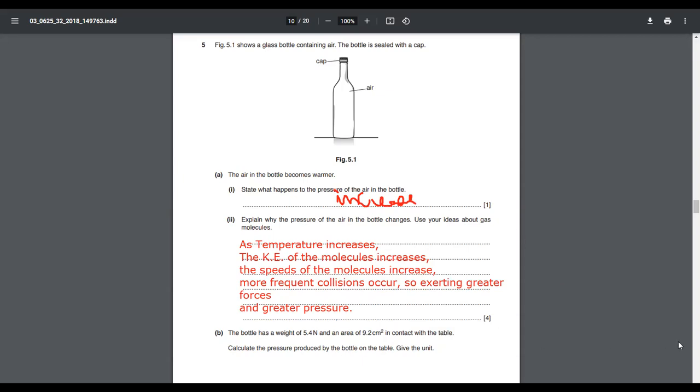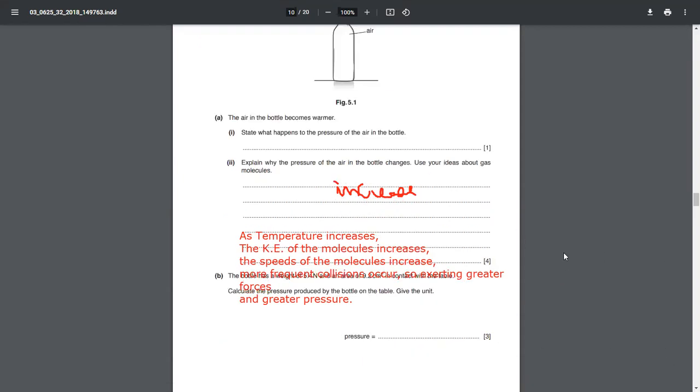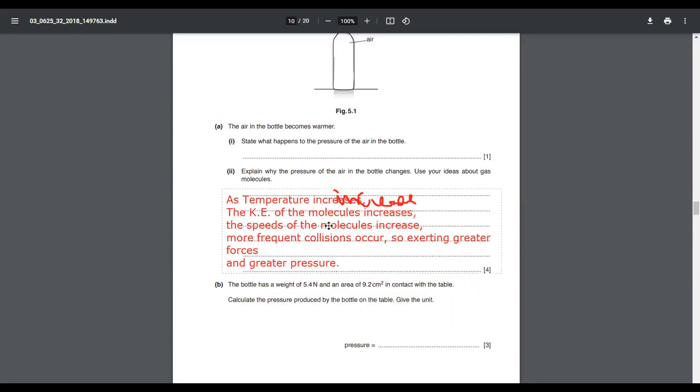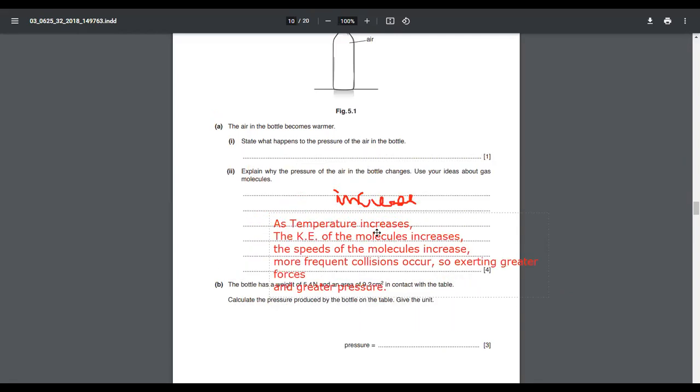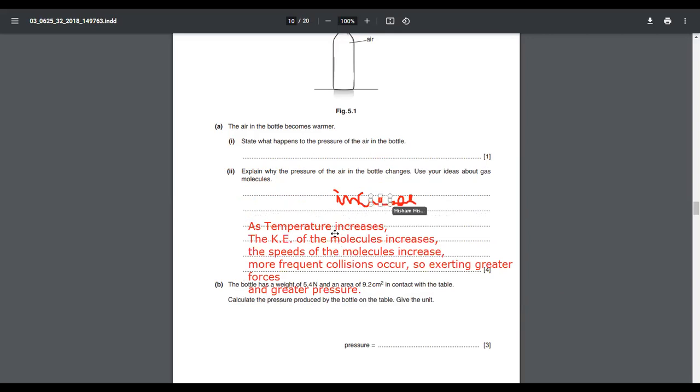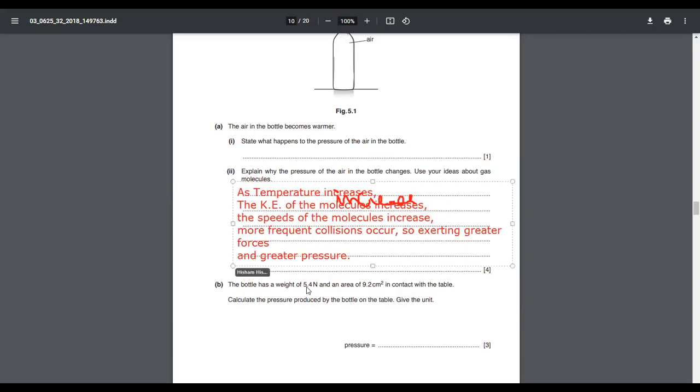And then next, the bottle here states that the bottle has a weight of 5.4 and an area of 9.2. So what's the pressure produced by the bottle? Pressure is equal to force over area. You should state this first, state the equation, and then substitute in the equation, which is 5.4 over 9.2.